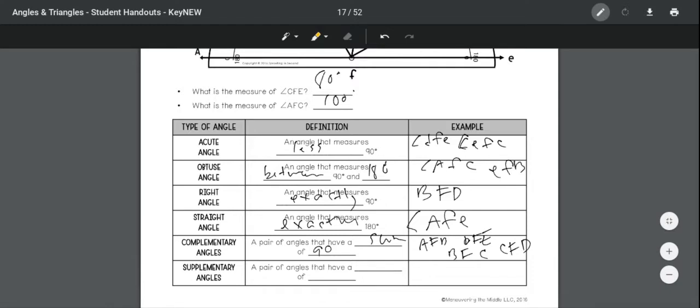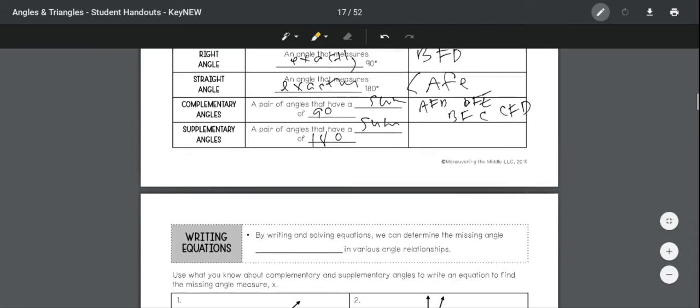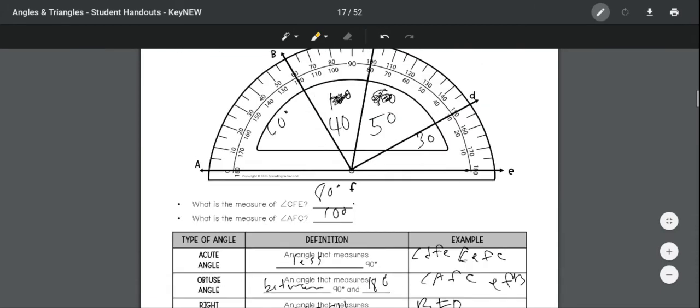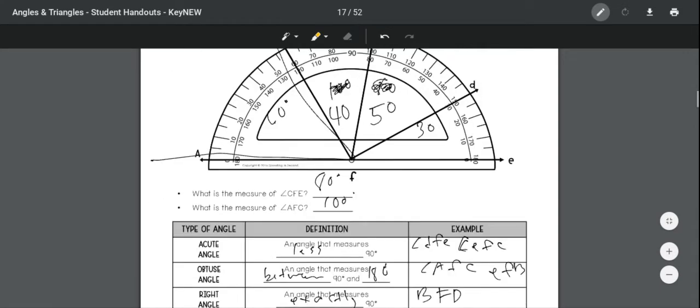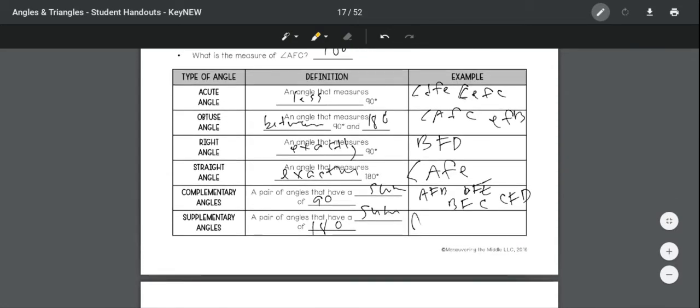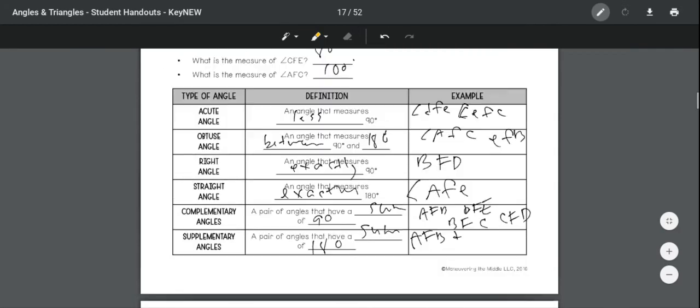Okay, supplementary angles are angles that have a sum of 180, so when you add them up, they make 180. To me, these are easier to find. You basically have to find angles that stretch over the whole protractor. So you have angle AFB, and if you write that down, AFB, then wherever you leave off, you left off at B, so then you have BFE to have the whole protractor covered.